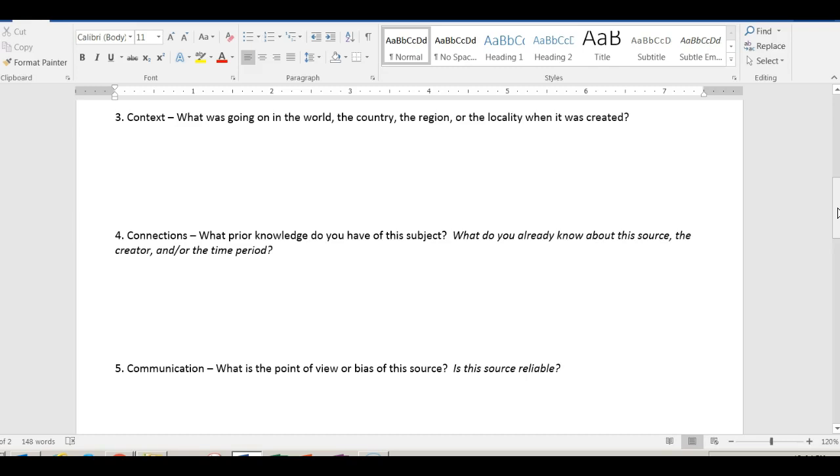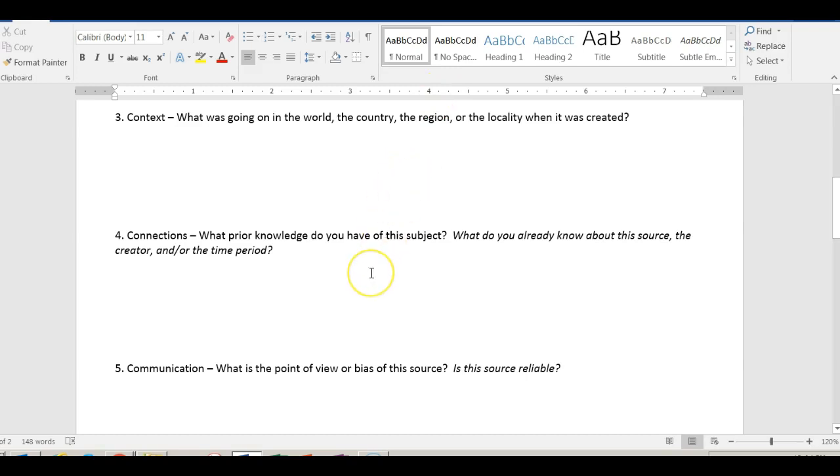The third question: what was going on in the world, the country, the region, or the locality when it was created? These are options to help you answer the question. Sometimes you can find this on the context pages in Apex, or you can use the information that we have been studying up until this point, or you can use what you have learned in other places. Maybe it's a book, maybe it's a movie, maybe it's a conversation that you had with someone, and you could tell me about the Terracotta Army that way.